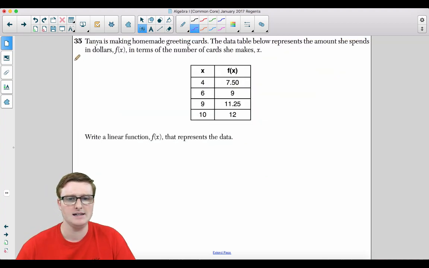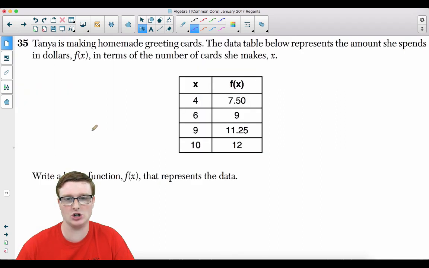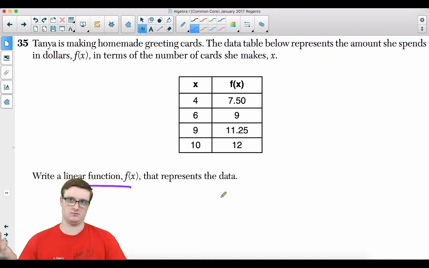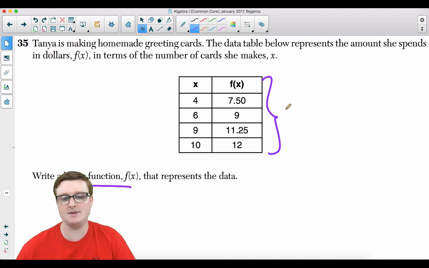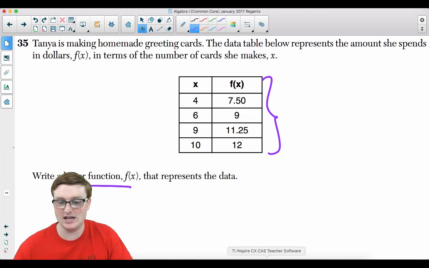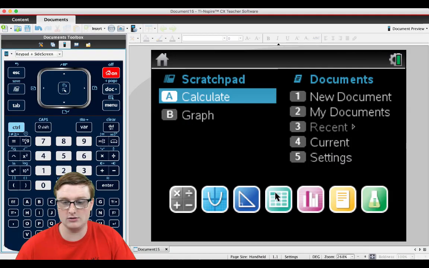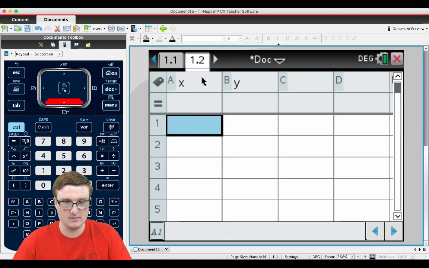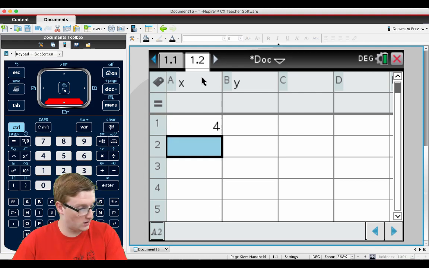Moving on to 35. Tanya is making homemade greeting cards. The data table below represents the amount she spends in dollars, f of x, in terms of the number of cards she makes, x. Write a linear function, f of x, that represents this data. So if you want to, you could type this information into the calculator, which honestly, I would, because they don't give you your y-intercept. Obviously, you could just go to your regression table and say, all right, well, this is x and this is y. And let's just go and type these in. 4, 6, 9, and 10.